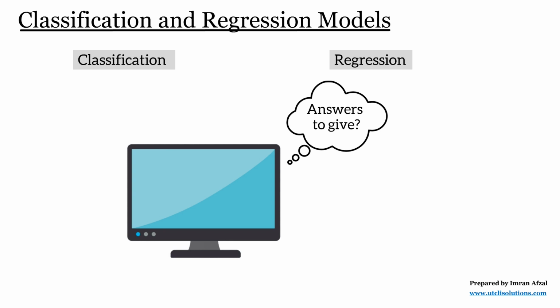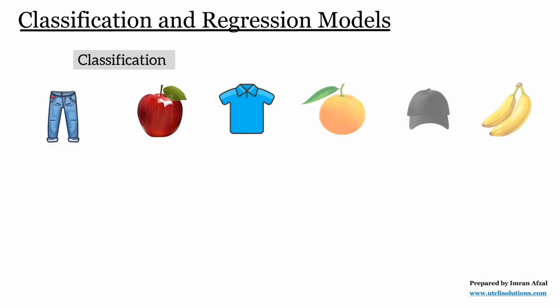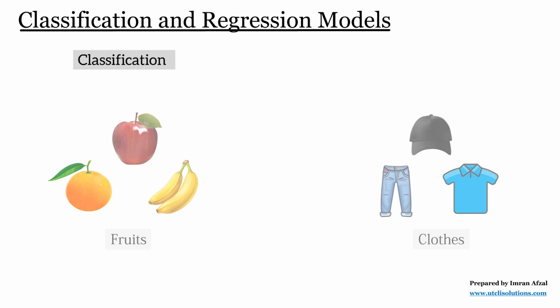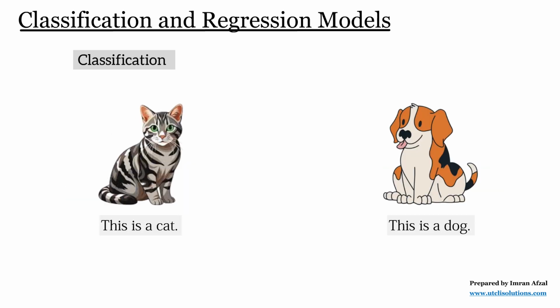Let's learn both one by one using very simple words. First, we will talk about classification model. Classification means putting something into a group. It is like saying this is a cat or this is a dog. The answer is not a number. The answer is a name or a group name.